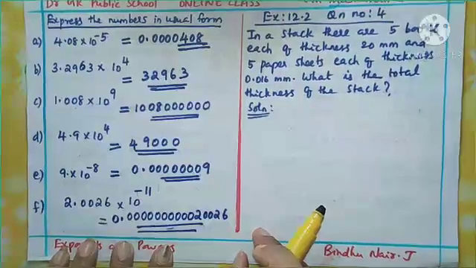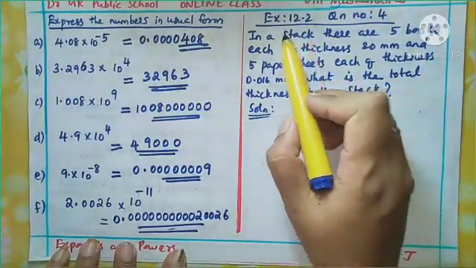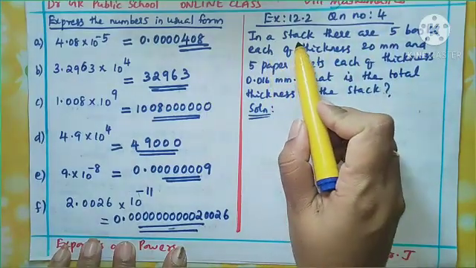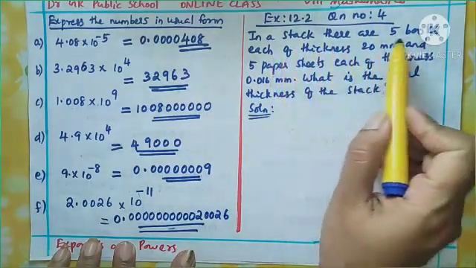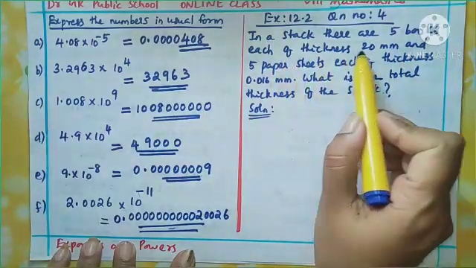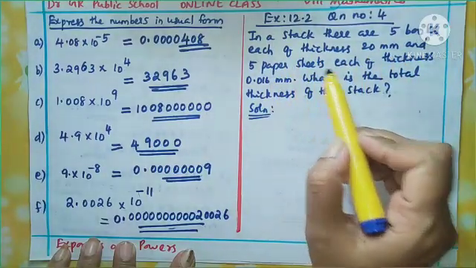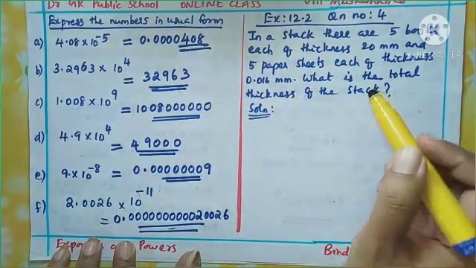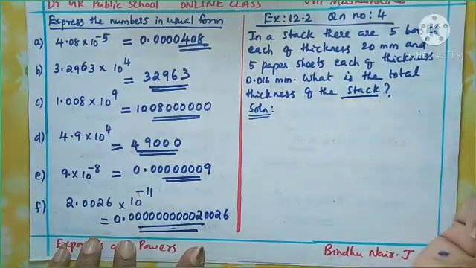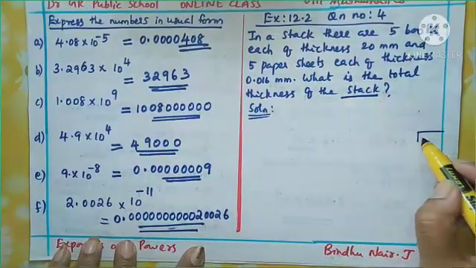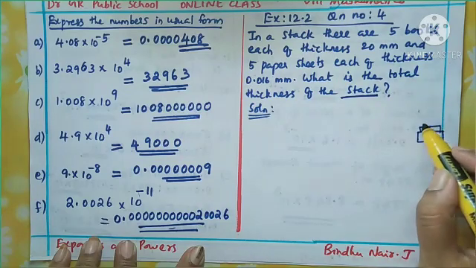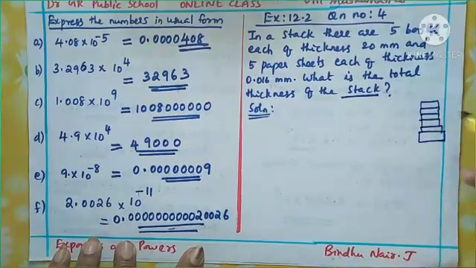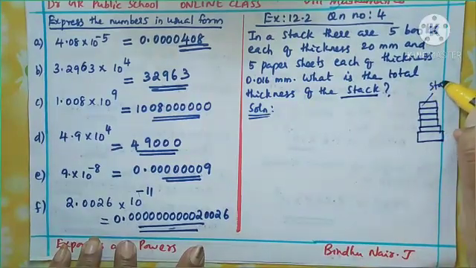Now we have one more important question from your exercise 12.2, question number 4. What is the question? In a stack there are 5 books, each of thickness 20 millimeter, and 5 paper sheets, each of thickness 0.016 millimeter. So what do you mean by a stack? Stack means the arrangement of books one above the other. So we are arranging books and paper sheets one above the other. This arrangement is called a stack.